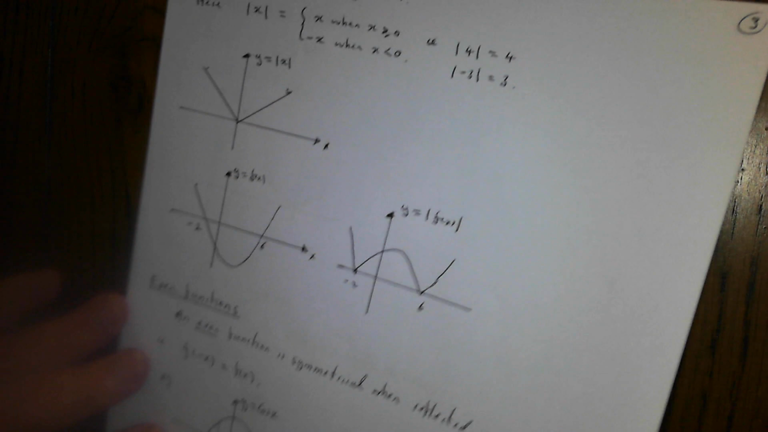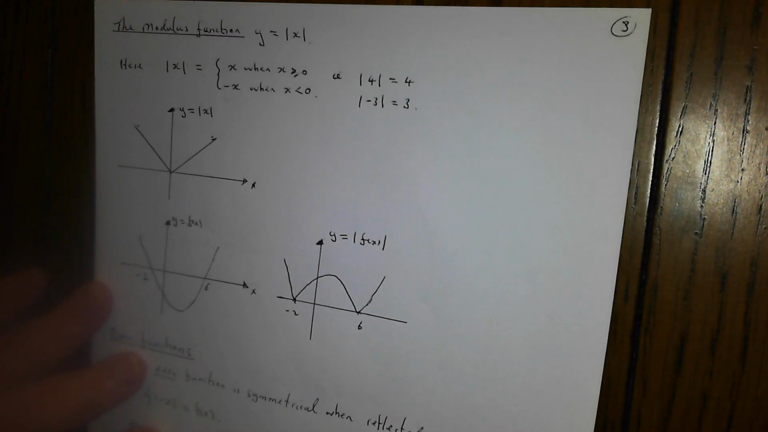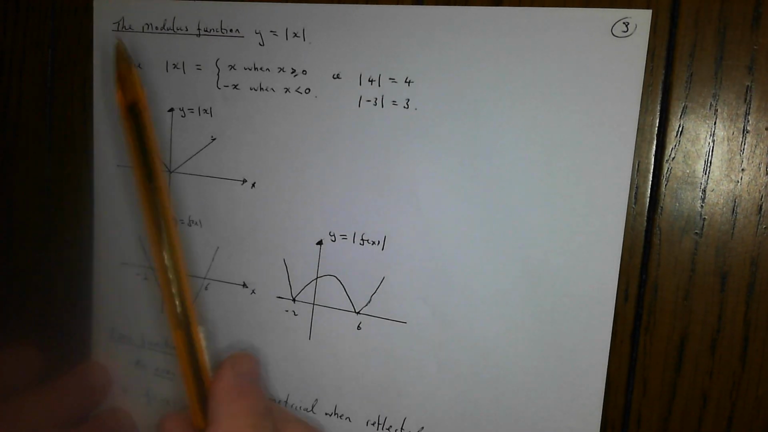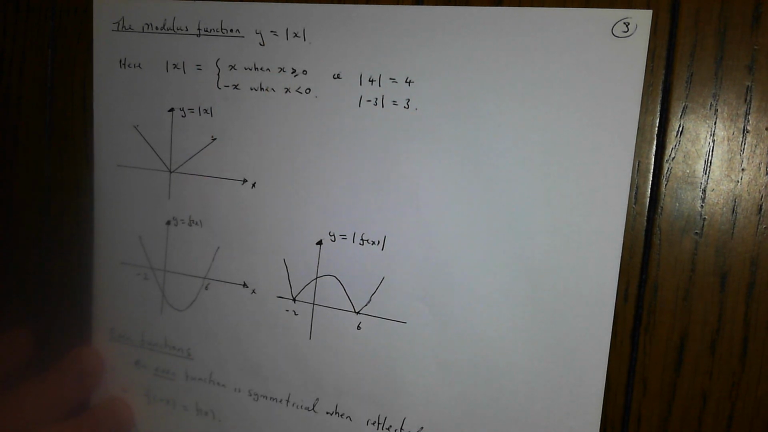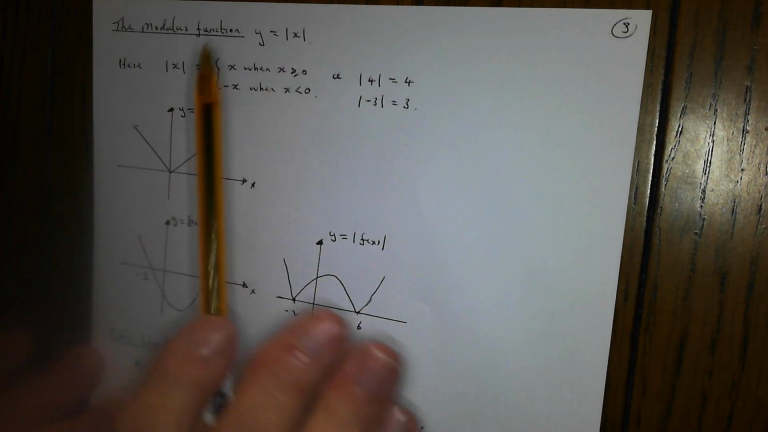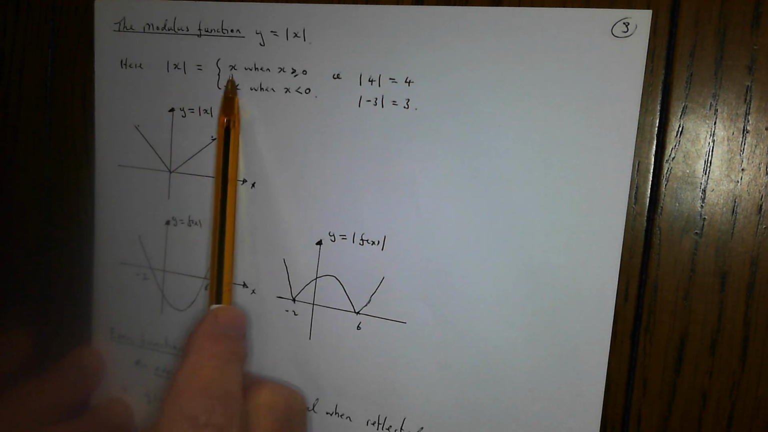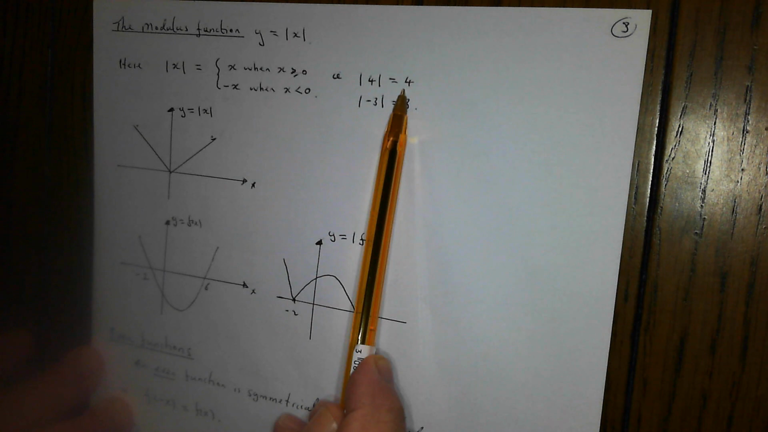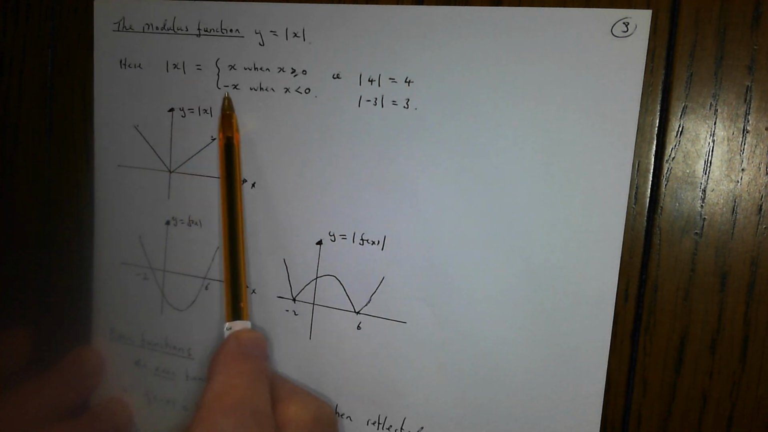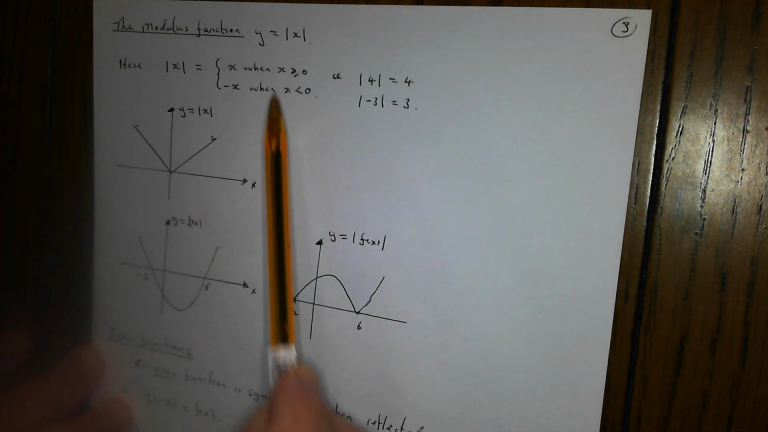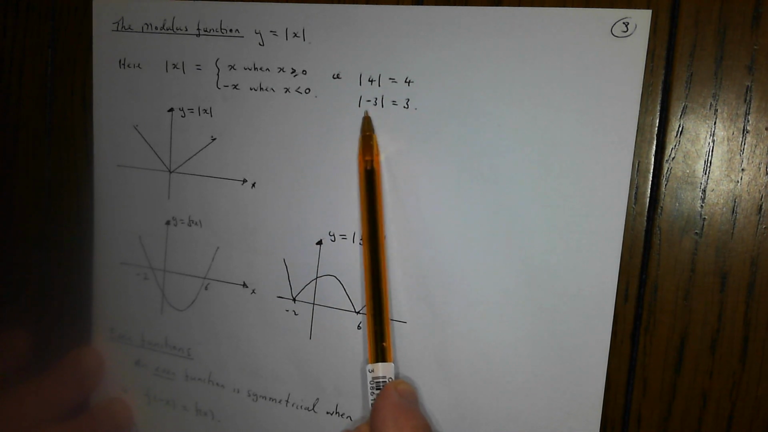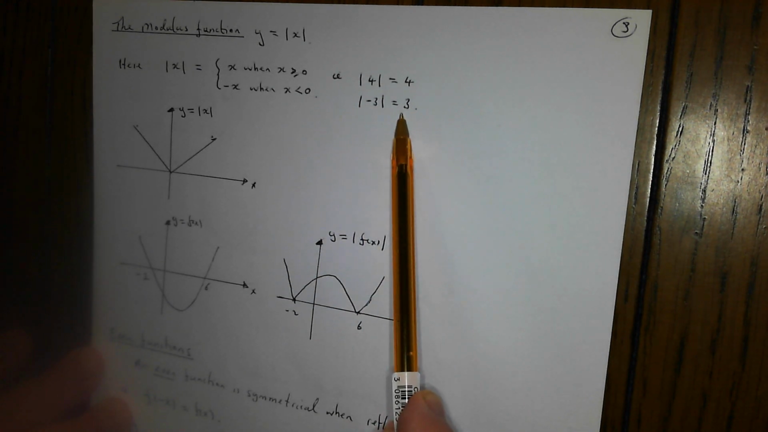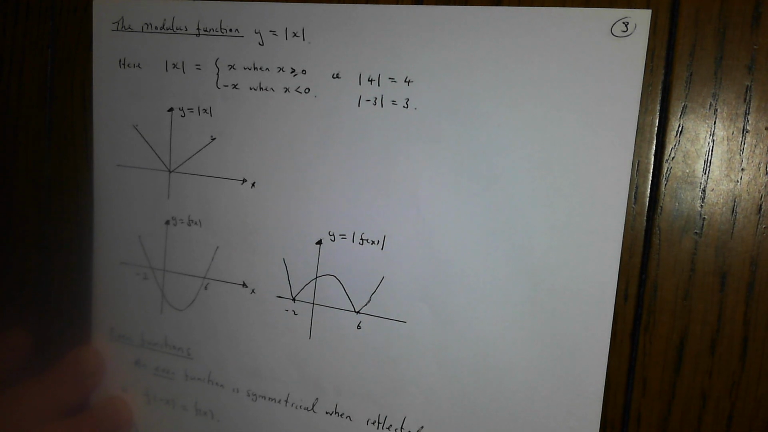Okay. And let's introduce a new function, and that's the modulus function. The modulus function is you just make everything positive. Mod x will be equal to x when x is bigger than or equal to 0. For example, mod of 4 is 4. The modulus of x will be minus x when x is less than 0. So the modulus of minus 3 is minus minus 3, which is plus 3. So everything just becomes positive.